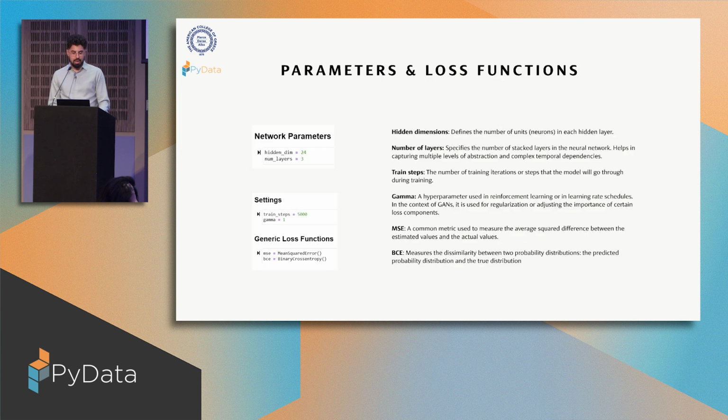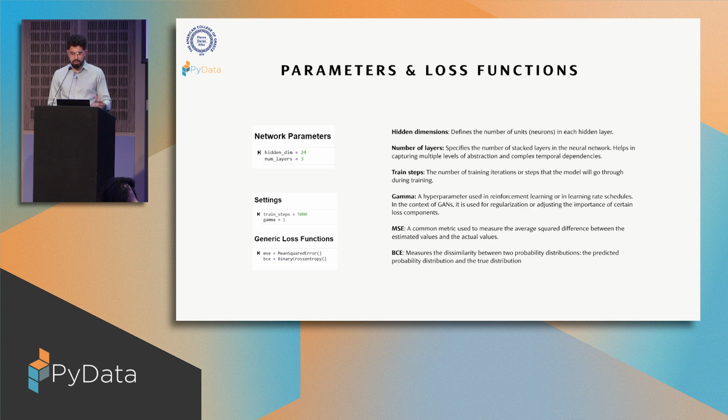So, some other parameters are the hidden dim, which defines the number of units, the neurons inside the hidden layer, and the number of layers. We use three layers here. You can use 2, 3, or 4, but it's prone to overfitting if you use more, so it depends on the data. Now, the train steps, as you already understand what it is, and the gamma, which is a hyperparameter used in reinforcement learning. And in the context of GAN, it's used for regularization mainly.